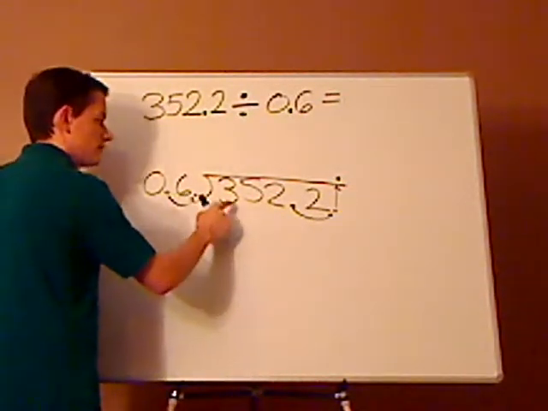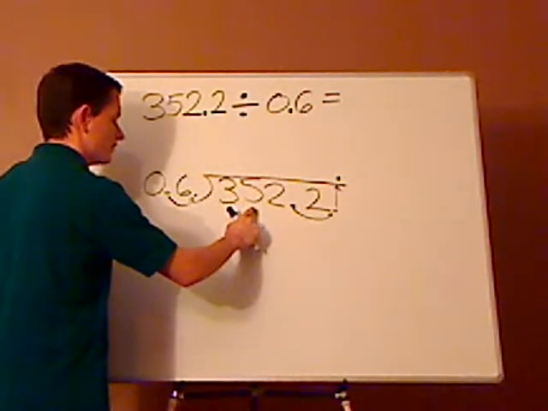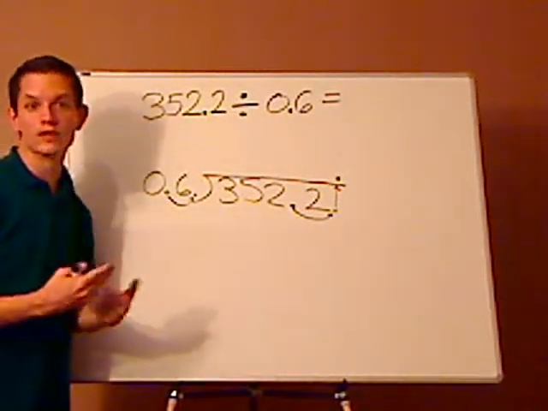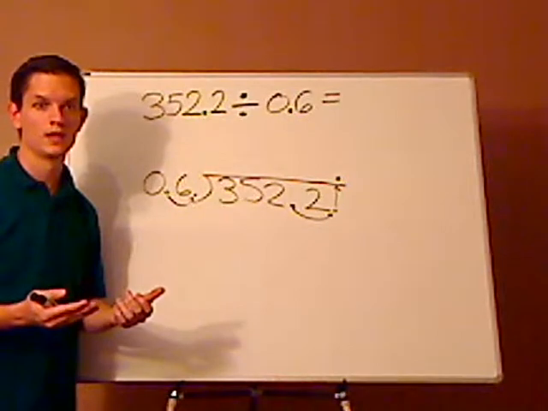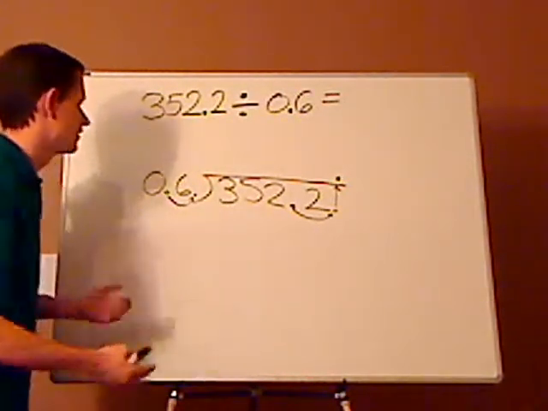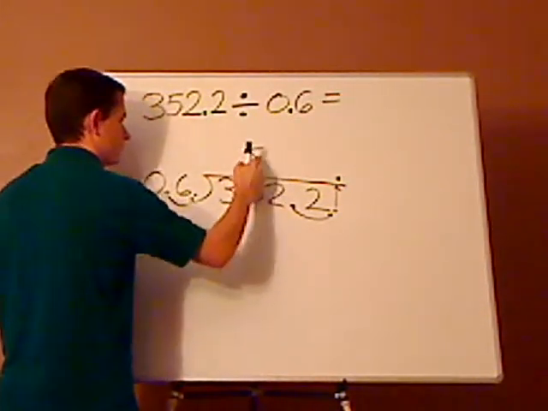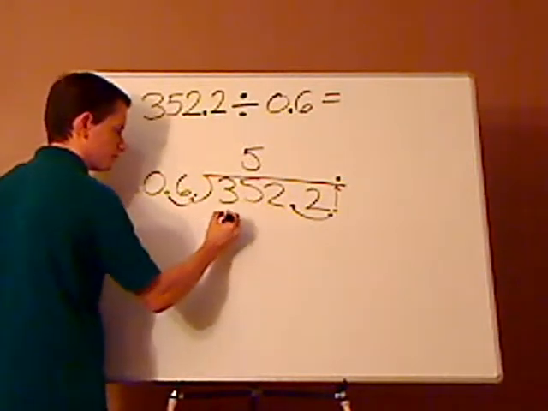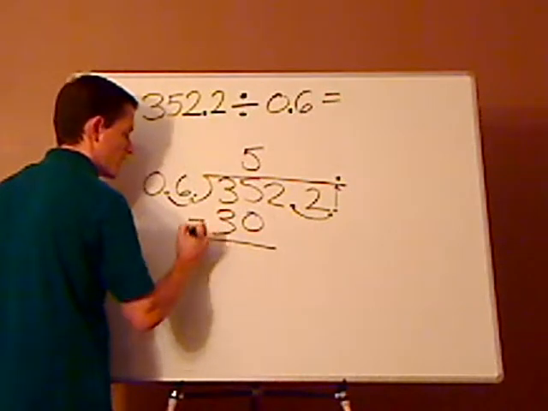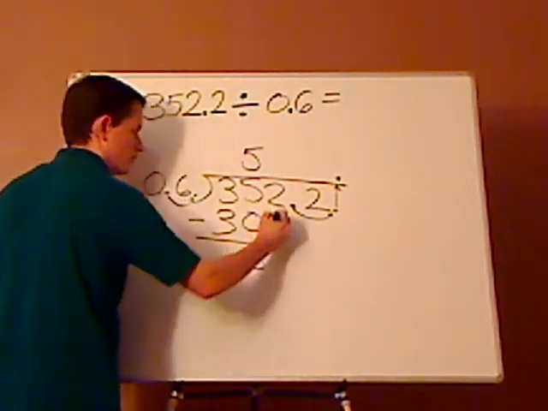So you have 6. How many times does 6 go into 3? It doesn't. So then you look at 35. How many times does 6 go into 35 without going over? Well, 6 would go over, right? 6 times 6 is 36. So right underneath that would be a 5. Right? 5 times 6 is how much? 30. That goes underneath. Then you subtract. 35 minus 30 is 5.